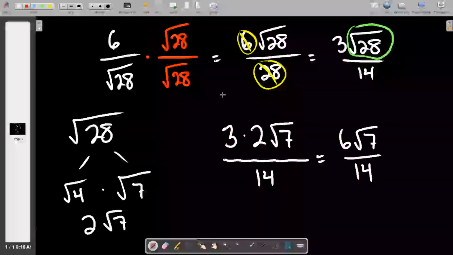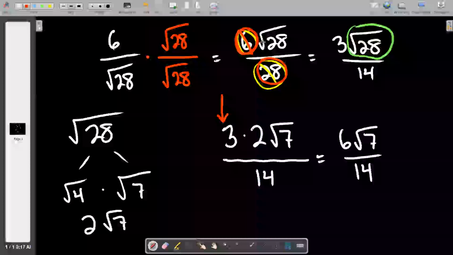Kale, do you see where this 3 came from with the red arrow pointing to it? Okay, it was this 6 up here. I'm circling it in red right now. And I reduced it by dividing it by 2. Because I could also divide the 28 on the bottom by 2. And that's just fraction reducing 101. If you can divide things on the top and the bottom both by 2, you divide them both by 2. And that's where the 3 came from that I'm pointing to yet again with a red arrow. So let me ask you again, do you know where just this 3 came from?